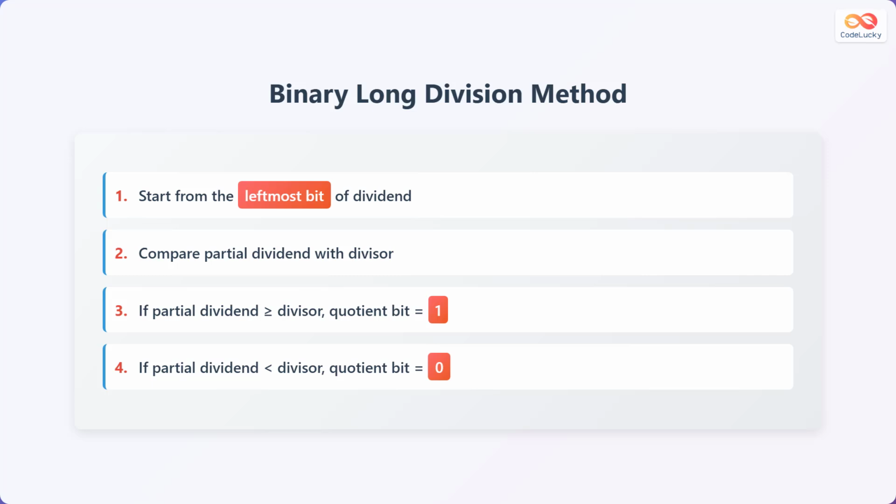Now let's explore the binary long division method. Step 1. Start from the leftmost bit of the dividend. Step 2. Compare the partial dividend with the divisor. Step 3. If the partial dividend is greater than or equal to the divisor, the quotient bit is 1. Step 4. If the partial dividend is less than the divisor, the quotient bit is 0.